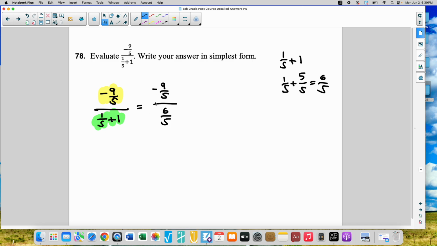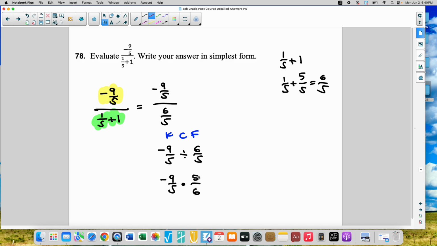So we're going to convert this into a more traditional division sign. And once we see this, we know that we're going to keep, change, and flip. So we're going to keep the negative 9/5. We're going to change the division to multiplication, and we're going to flip the right fraction.